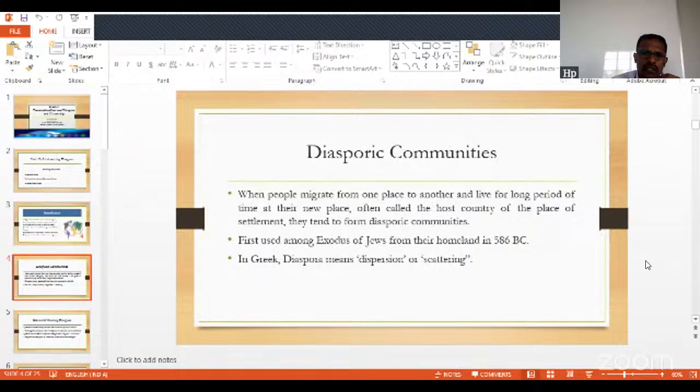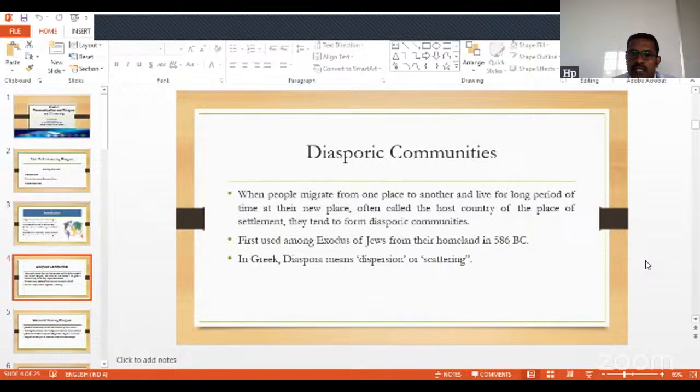And we also understand now the diasporic communities. What are diasporic communities? When people migrate from one place to another and live for a longer period of time at their new place, it is often called the host country. So I am a person going to Australia for my job and living for a longer period of time. Australia is considered as my host country because they hosted me, gave me a job, and gave me the freedom to live there. If that will be the place of my settlement, we tend to form a diasporic community. For example, there are people from India over there, and we form a diasporic community.